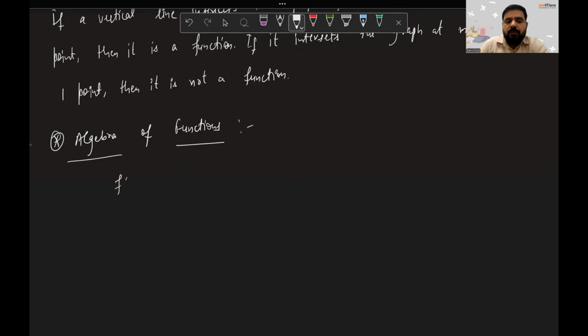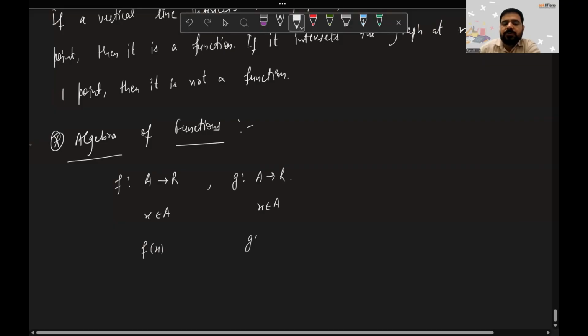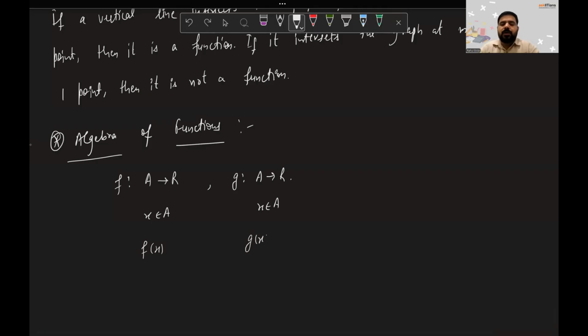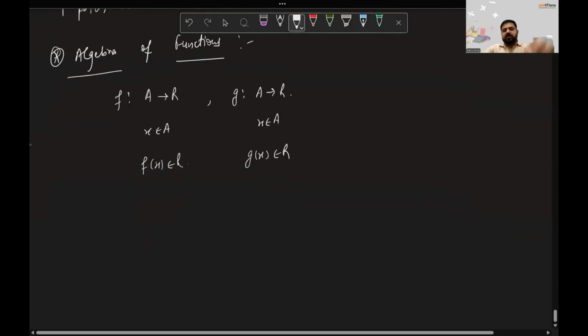Let's say I have f of x, or let's say I'm taking this name, f defined from a set A to the set of real numbers, and another function g is defined from the same set A to the set of real numbers. You can see one thing: whatever will be the input of this will be coming from set A. Similarly, whatever will be the input here will also be coming from the set A. In both cases the input is coming from set A, and in both cases, whether you have f of x or g of x, the output will be a real number.